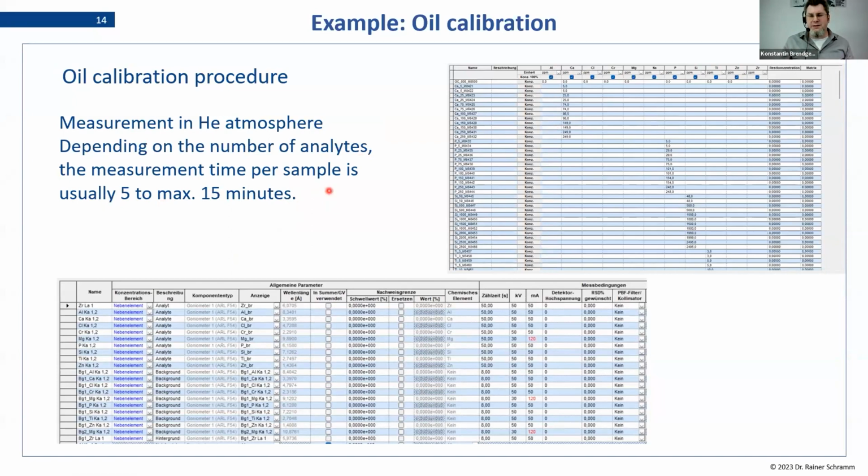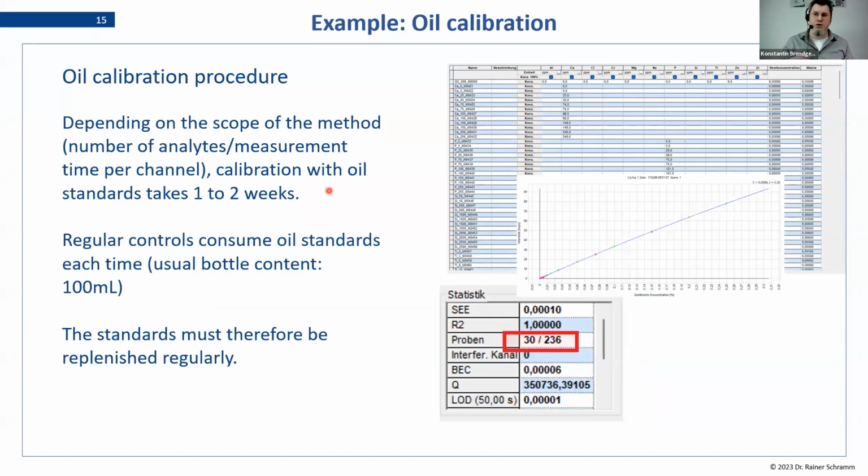So this can be quite a lot of effort when it comes to the calibration part. So this is one of the curves. This is calcium here, for example. And as you can see, for calcium, we use 30 out of our 200 available standards. So the whole set is quite voluminous. It's a lot of standard materials and a lot of work.